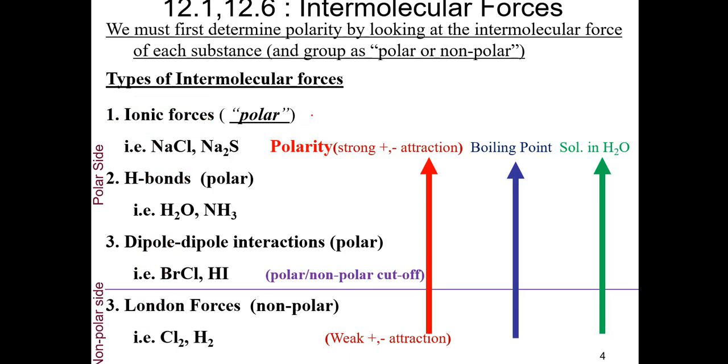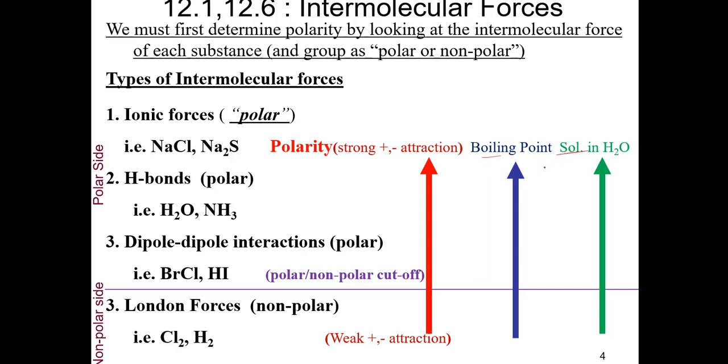Now, polar means opposite charges. And it turns out that this intermolecular forces has to do with opposite charge attraction. So polarity is the strength of this opposite charge attraction. So ionic forces is the strongest, and then London forces is going to be the weakest. So memorize that. There's also some other trends that we're going to be getting into.